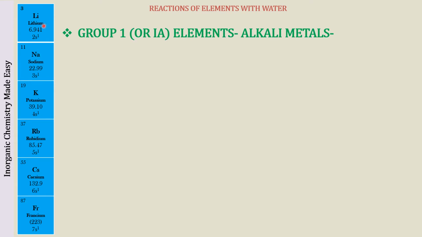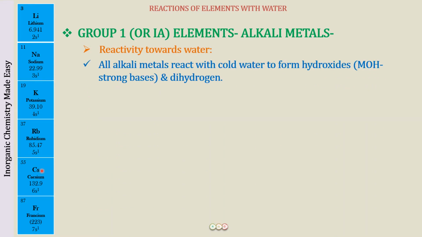So from lithium to cesium, we are going to see how they react with water. I have already discussed in the reactivity series that all the alkali metals are at the top of the reactivity series. They can react with cold water. What will be the product formed? Yes, it is going to be the hydroxide, and hydrogen gas is going to be evolved. So we can generalize all the alkali metals as M. When they react with water, they form the hydroxide. Hydrogen gas is evolved.